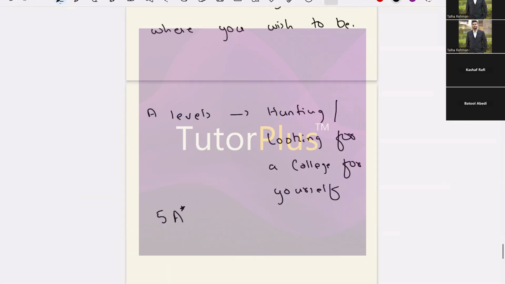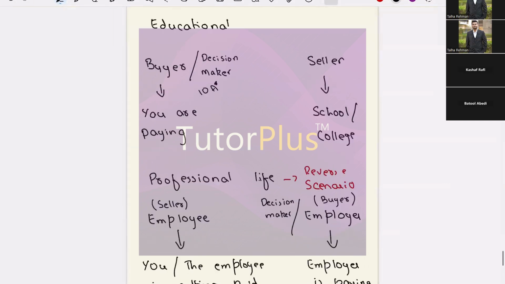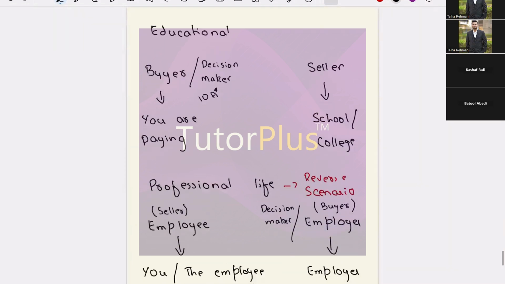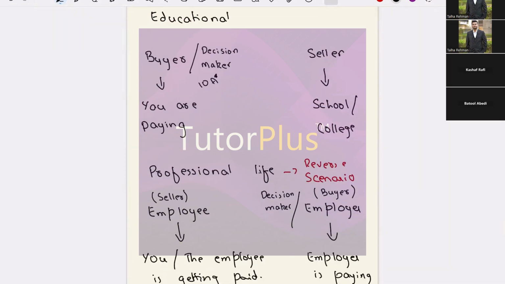Also, I would like to counsel you guys a bit, just in case you would like to hear this, because that's going to help you as well. Look, when you graduated, or when I graduated, and we were looking for a college, for example, for our A levels college, we were the buyer and we were the decision maker.